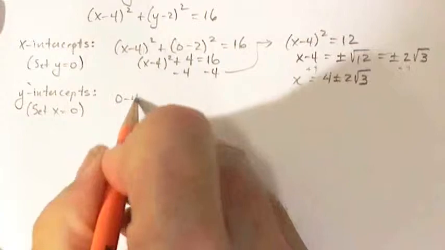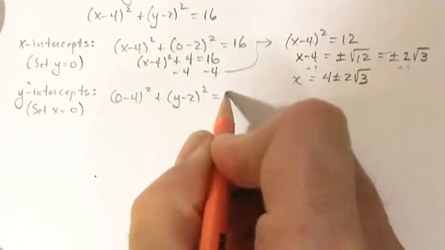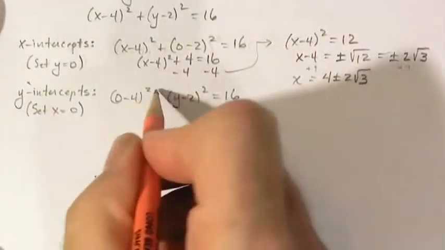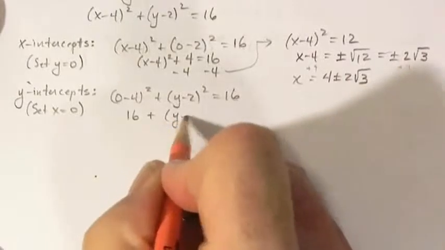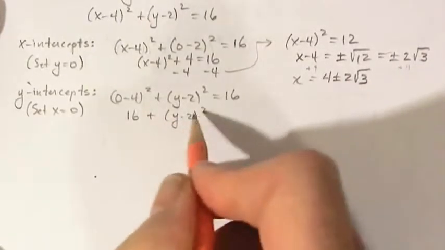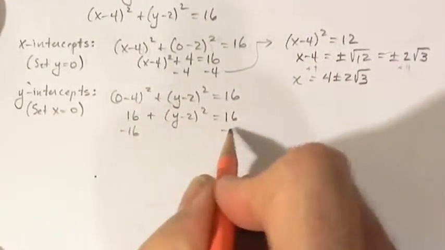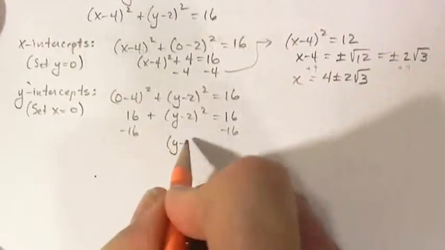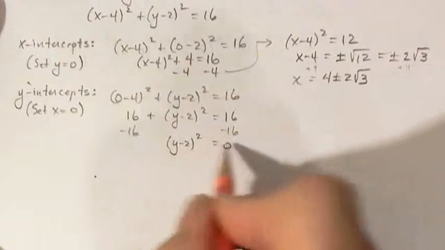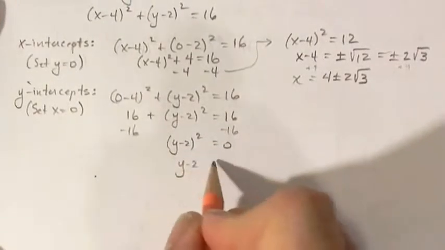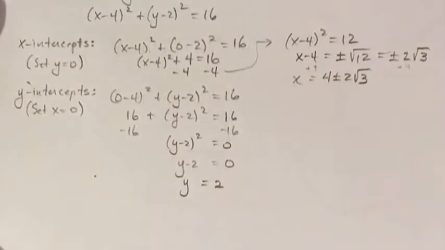So we have 0 minus 4 squared plus y minus 2 squared is 16. Now negative 4 squared is 16 plus y minus 2 squared. Again, I'm not going to FOIL this. Equals 16. If I take 16 away from both sides, we get y minus 2 squared equals 0. Square root both sides, and y minus 2 is 0, and y is equal to 2.